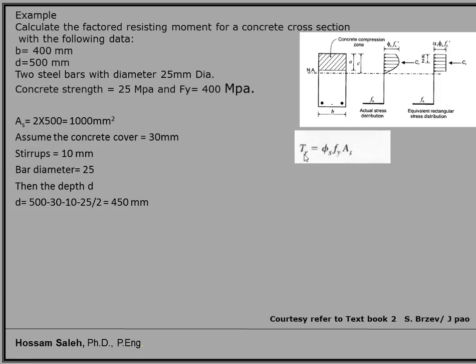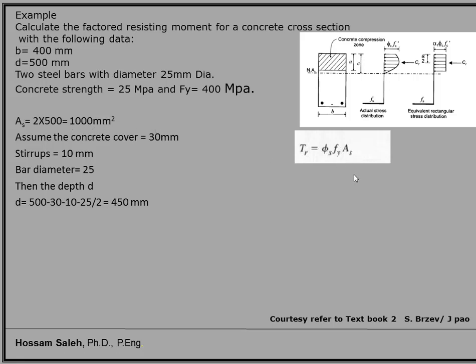Based on our assumptions and the equations we explained in another video, the tensile force in the steel bars, which is here as Tr, equals phi s times Fy times As. Phi s is the material resistance factor, which is a factor to reduce the strength of the steel, and it equals 0.85, times Fy, which is 400, and the existing steel area in this beam is 1000 millimeter square.